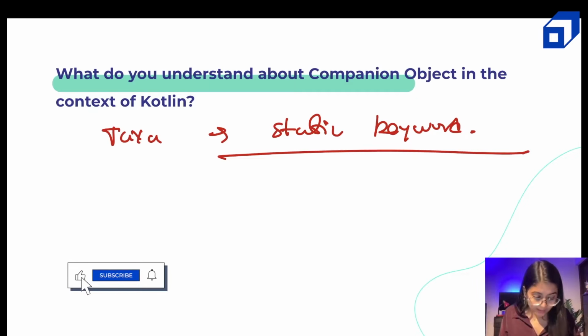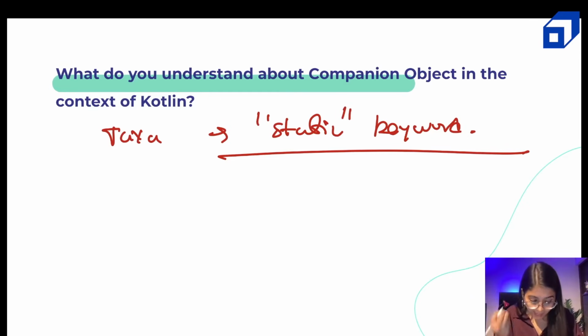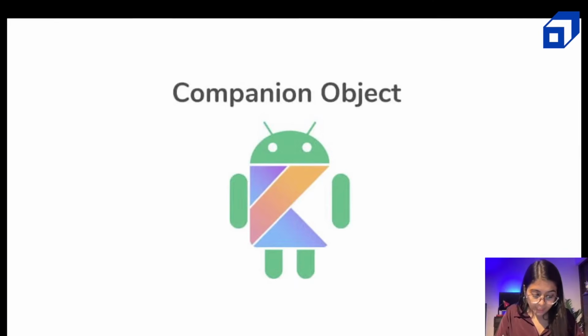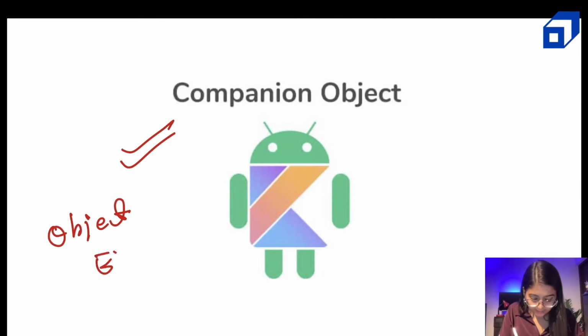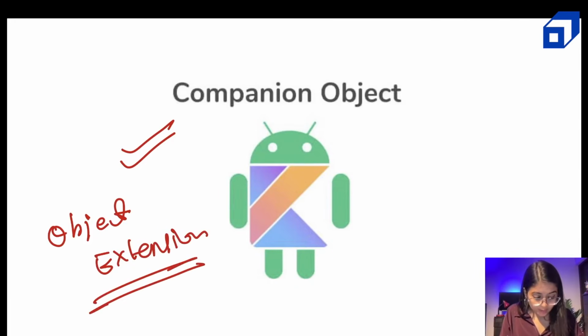In Kotlin there is nothing called a static keyword. So if we want to achieve the functionality of a static member function, then we use the concept of companion objects in Kotlin. It is also referred to as object extension. Let me show you how we create it.